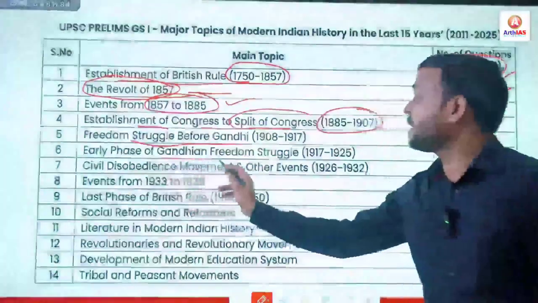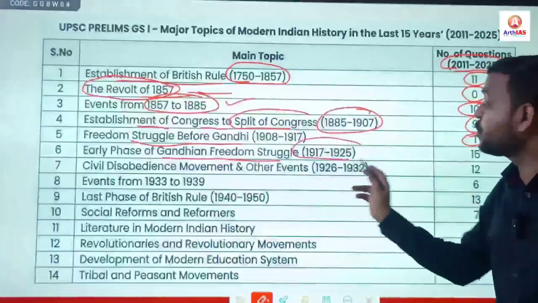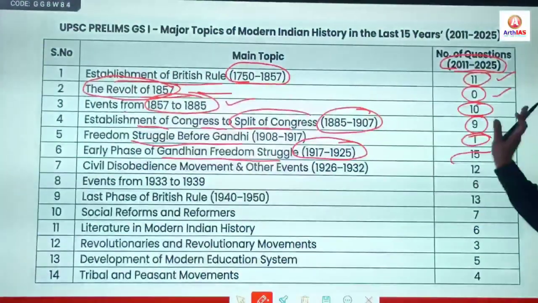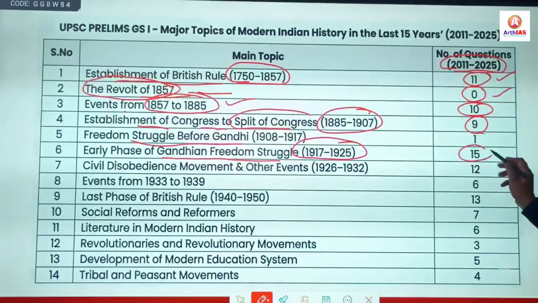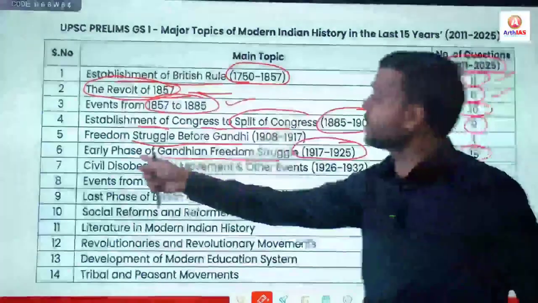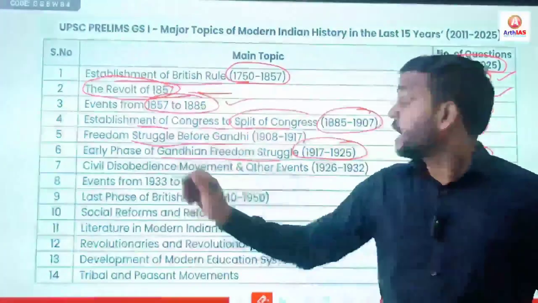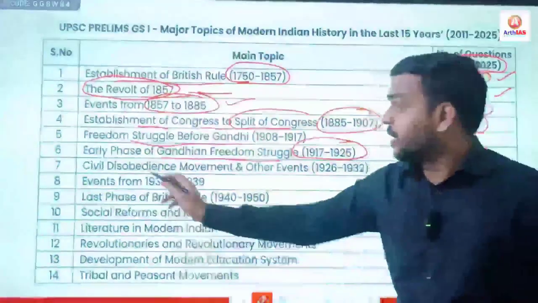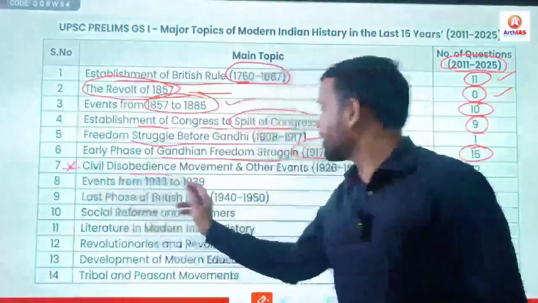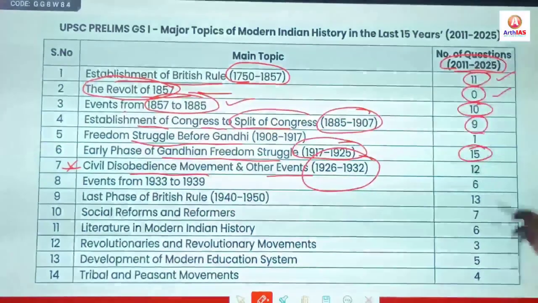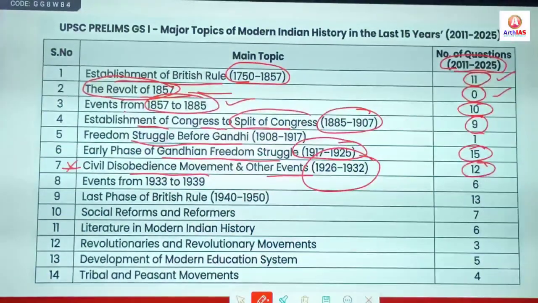Next, the early phase of the Gandhian freedom struggle, 1917 to 1925. The maximum number of questions is from this topic, that is 15 questions. So almost 1 or 2 questions every year from this very important topic. Civil disobedience movement and other events, 1926 to 32. Again a good range of questions, 12 questions from this topic in the last 15 years.